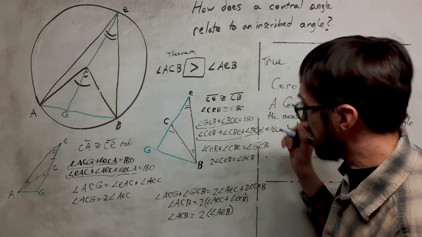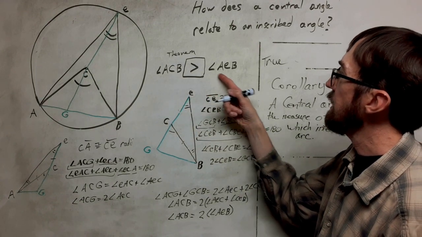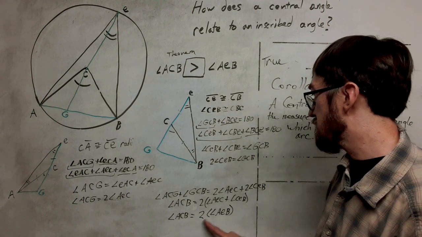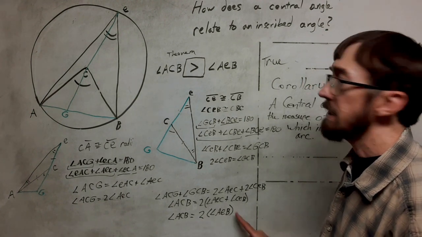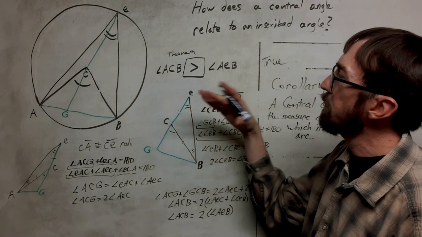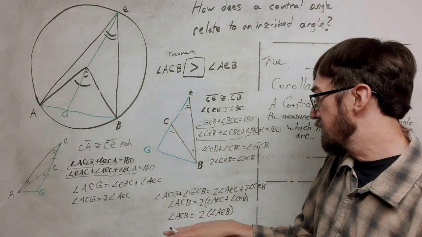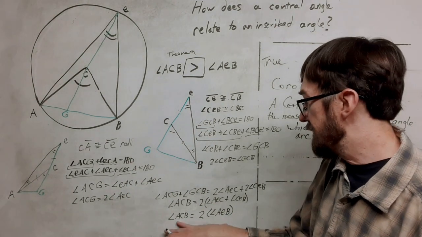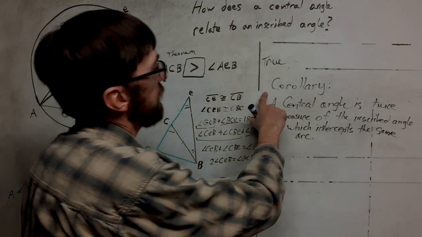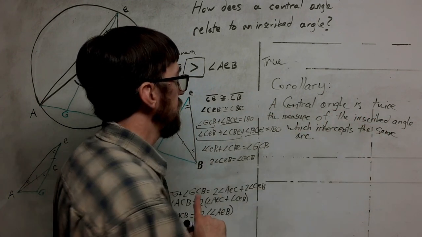So what have we learned that's a stronger statement than angle ACB is greater than angle AEB? Well, we've learned that angle ACB is equal to 2 times angle AEB. So this, we just know one is larger than the other, and we don't know how large they are. In this particular case, we know exactly how large they are, that this is twice as big as this. So over here, I have stated a corollary. A central angle is twice the measure of the inscribed angle.